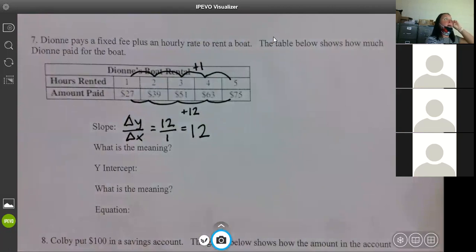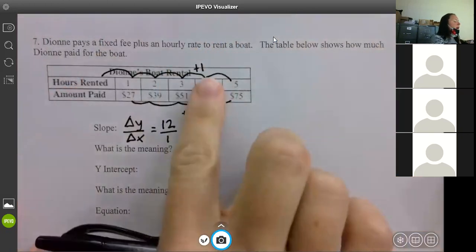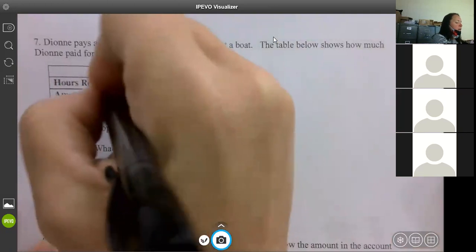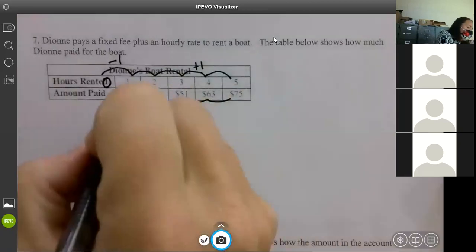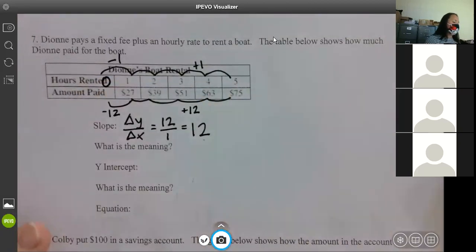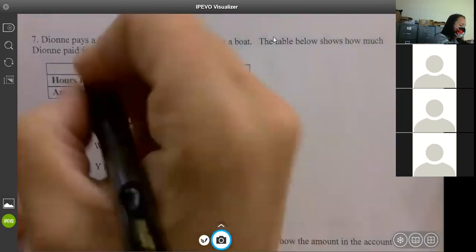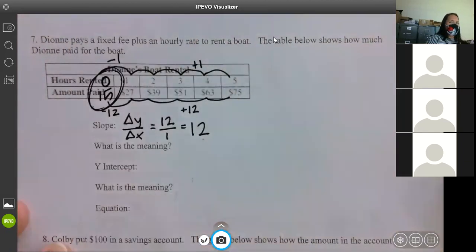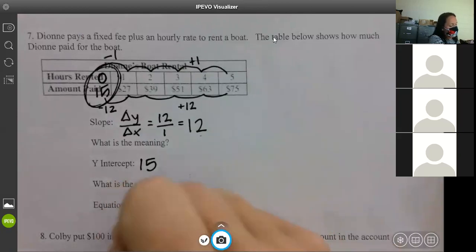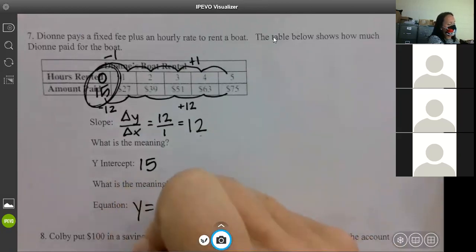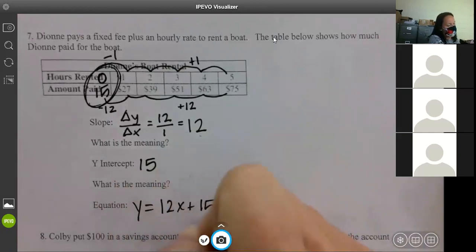Somebody that hasn't answered, how do I get to my y-intercept? Go backwards. So up here, I was adding 1, so I need to minus 1. And remember, I only need to get to 0, so I'm already there. On the bottom, I need to minus 12. What is 27 minus 12? 15. This tells me that my y-intercept is 15. Somebody else. What's my equation? Y equals 12x plus 15. Perfect, 12x plus 15, all the way around, all of you guys.